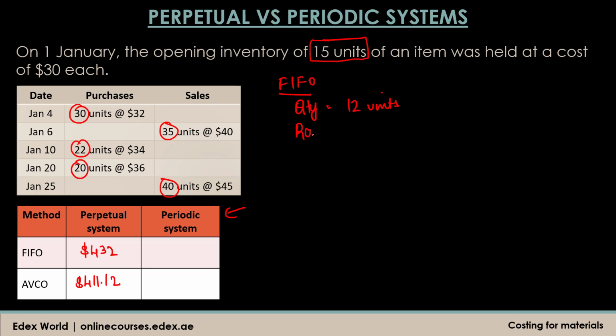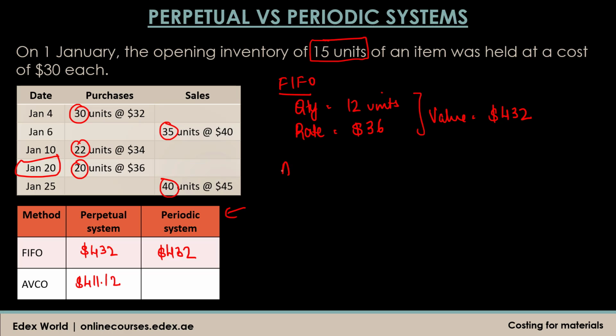And for FIFO, what rate are we going to use? We know that in FIFO, the materials that were received first or that were available first will be sold first. So the closing inventory will always remain from the latest batch, and the cost of the latest batch is $36 per unit, which is Jan 20 batch. So 12 into $36, if I calculate the value of closing inventory, I get $432. So let me put it down here, $432.